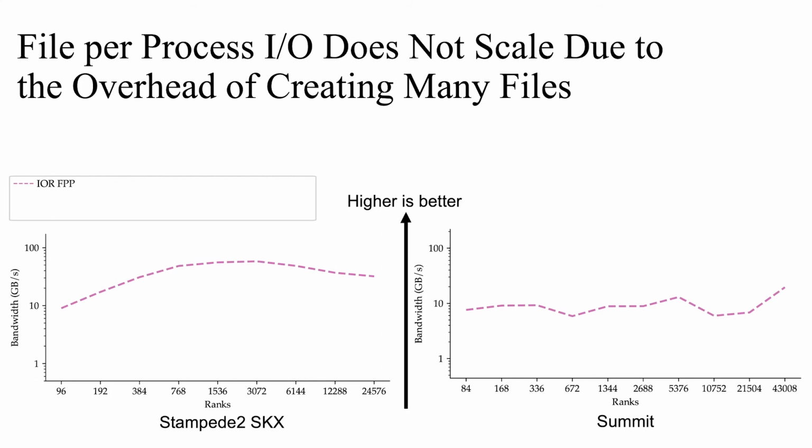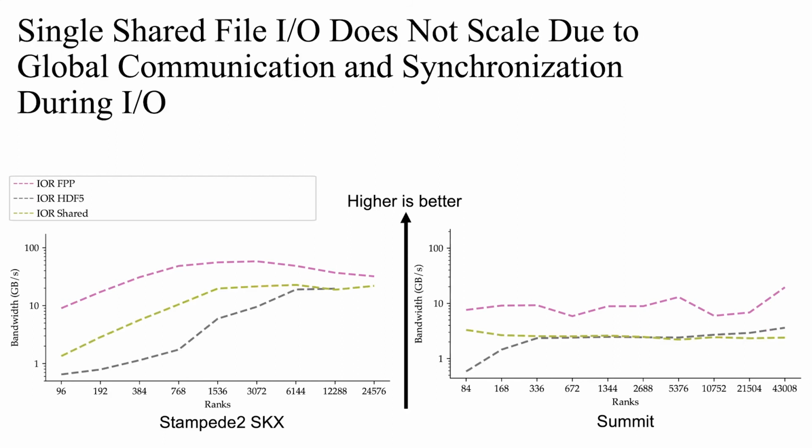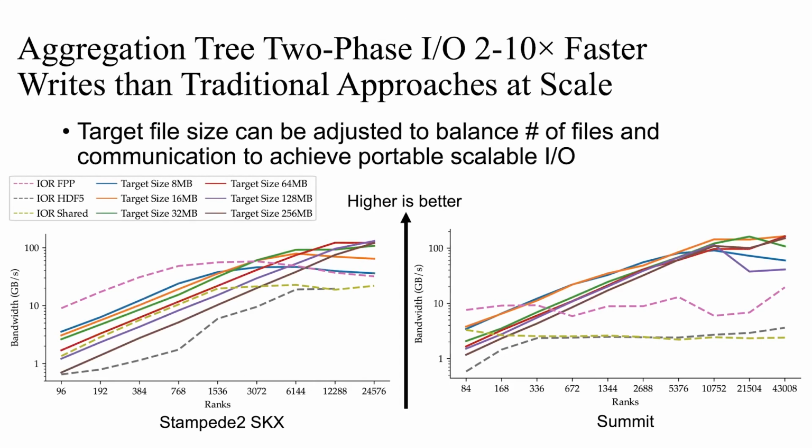File per process I/O does not scale due to the overhead of creating many small files. On the other hand, single shared file I/O does not scale well due to the global communication and synchronization required during I/O. The aggregation tree can outperform both of these approaches, and can do so portably across different HPC systems, achieving two times to an order of magnitude faster writes than traditional approaches.